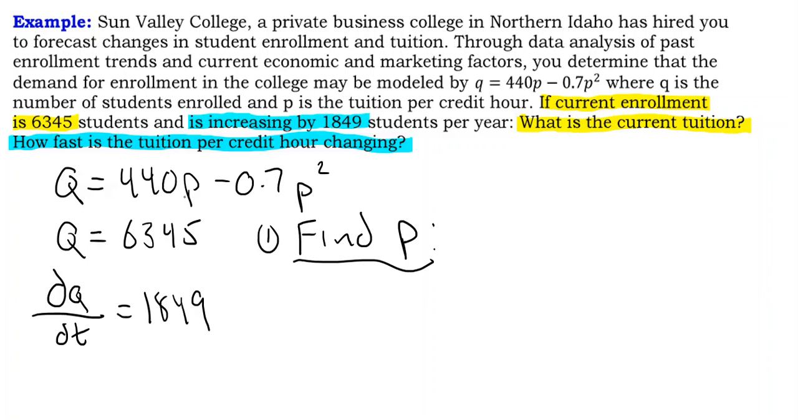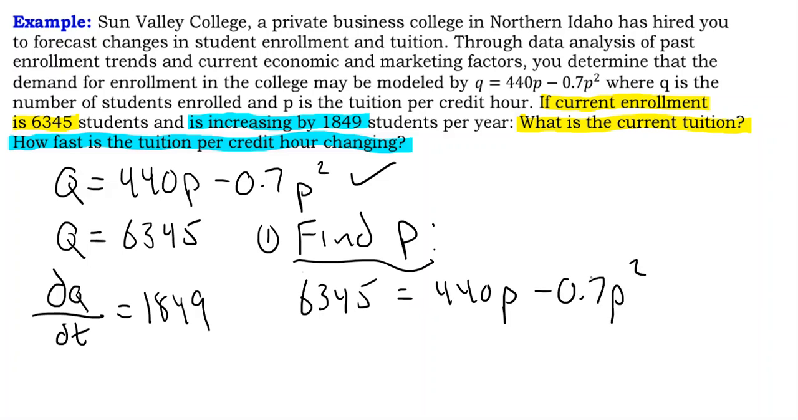So to do that, all we need to do is go to our demand equation and say, okay, we know what Q is. We know that Q is 6345. So 6345 is equal to 440p minus 0.7p squared. Well, this looks like a quadratic function.